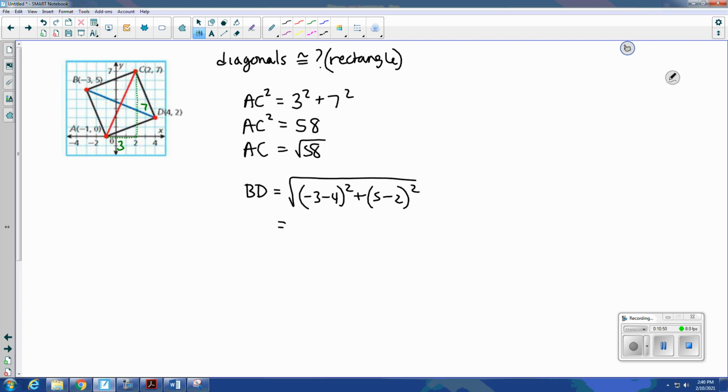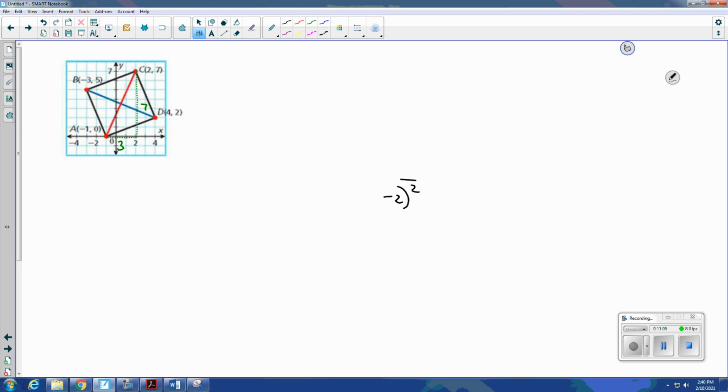We're going to get negative 7 squared, which is positive 49. 3 squared is 9, so square root of 58, check, check. Both diagonals are equal in length, and therefore we have a rectangle as well. So we verified the parallelogram. We verified the rectangle. Now let's check for the rhombus.